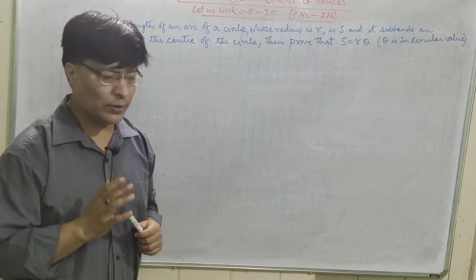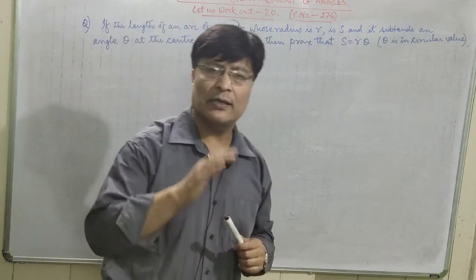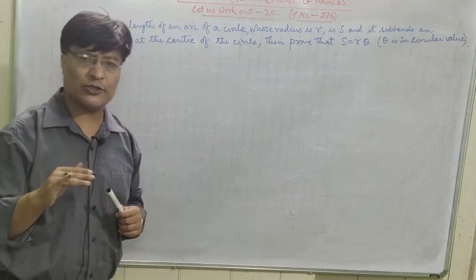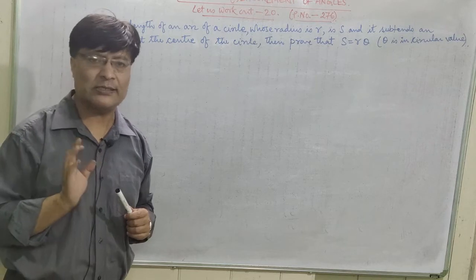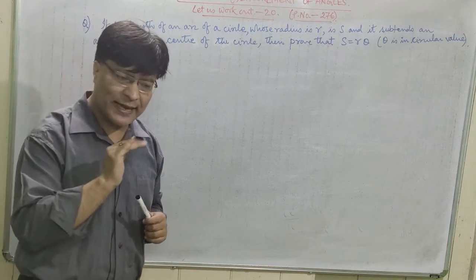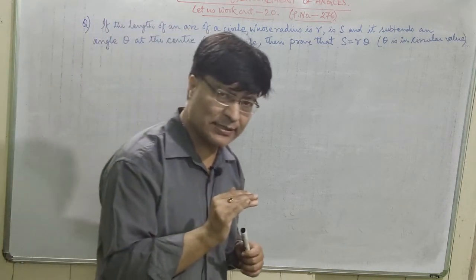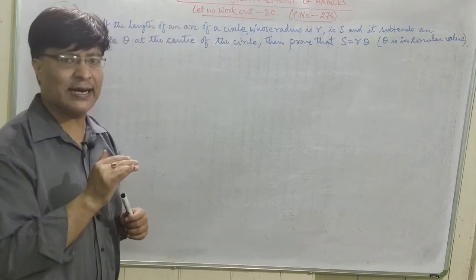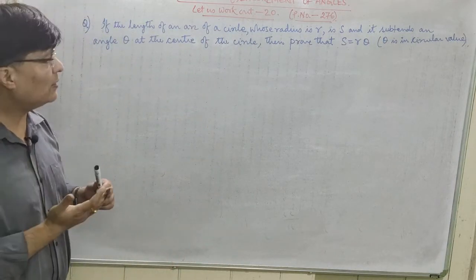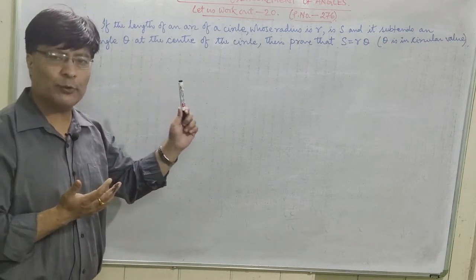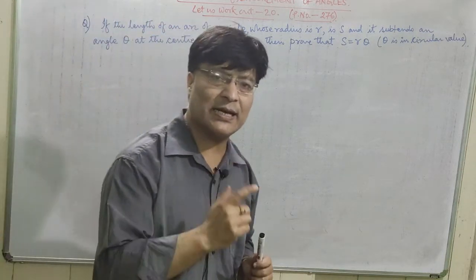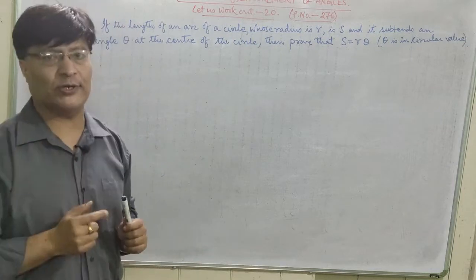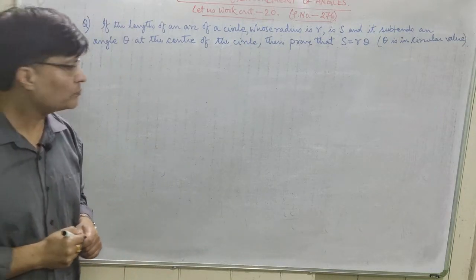Okay, so in the question it is given that the length of an arc of a circle is s, and what is the radius of the circle? It is r. And if that arc of length s subtends an angle theta at the center of the circle, then you have to prove that s is equal to r theta, where theta is in circular measure. Is that clear?